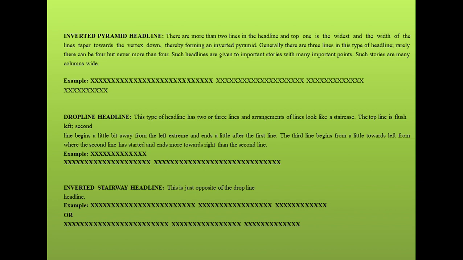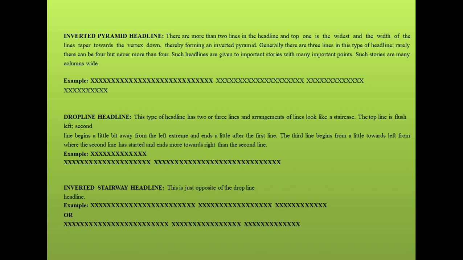with many columns wide. So when you take a look, it is more or less like it is in an inverted pyramid format, which can consist of many lines, of course, not more than four. And they get narrow like this, and then it gets vertex down. Heading towards the next one, drop line headline.